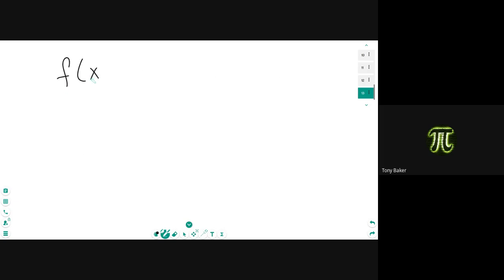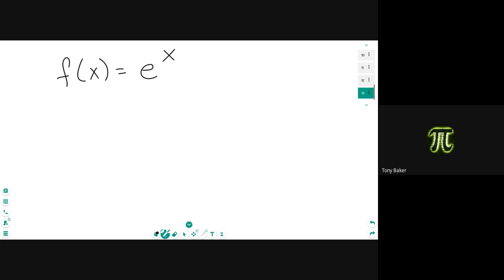So what if f of x was e to the x? What's different between this and what we've just been talking about? The x is in the power. Because the x is in the power, I cannot use the power rule. So this is not x e to the x minus 1.